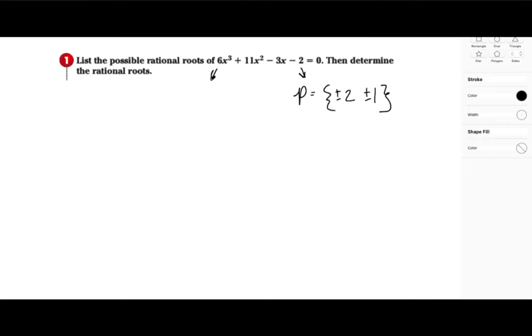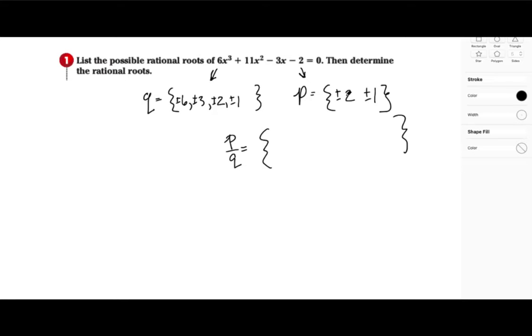And then we're going to do the same thing over here with the 6, the lead coefficient, and that's going to be our list of q's. And so the q values are going to be plus or minus 6, plus or minus 3, plus or minus 2, and plus or minus 1. And so now we need to find the set of all p over q. This set of values will be the values that we will test to see if we have a rational root.